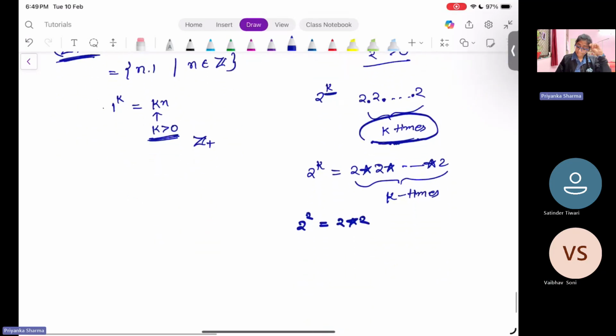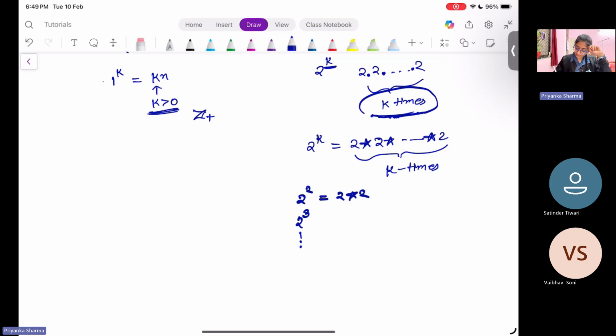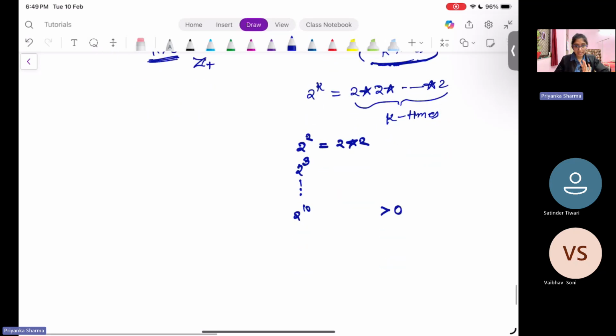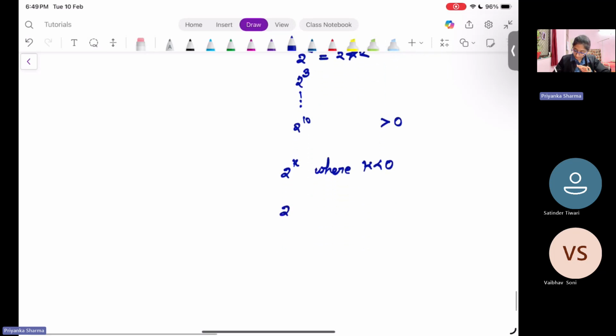And one more thing. Okay, fine. Whenever you take 2 square, 2 cube, or anything like 2 to the power 10, you will get positive integers. I agree. But you will take 2 to the power k, where this k is negative also. So you need to consider some 2 to the power minus k type of things also. Okay, so this will give you negative integers.